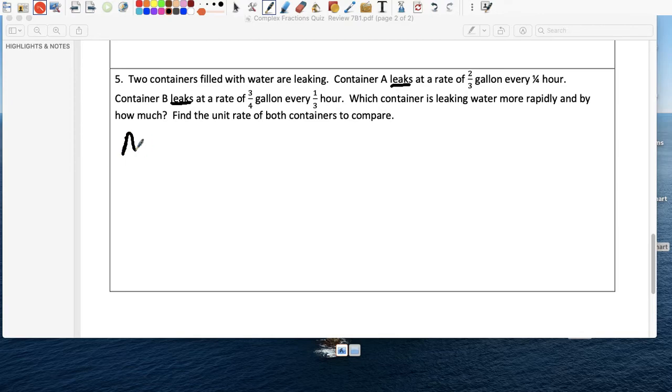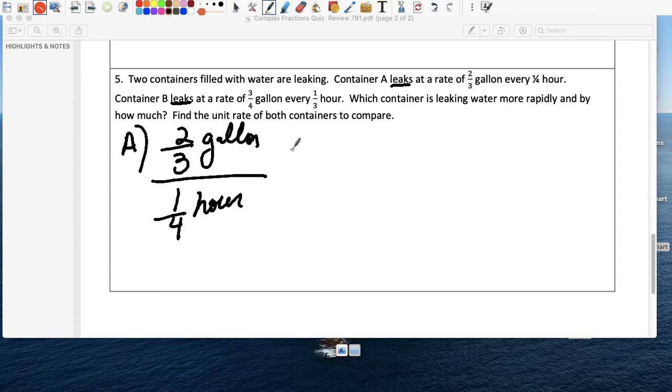So let's go container A, 2/3 of a gallon. That's a lot. In 1/4 of an hour. So let's find the unit rate here. We multiply times the reciprocal, which is 4/1, 4/1. And we get in 1 hour, this one is losing 8/3 gallons per hour, which is about what? 2 2/3 gallons per hour. Okay, so we're going to leave it like that for now, just in case I have to subtract.